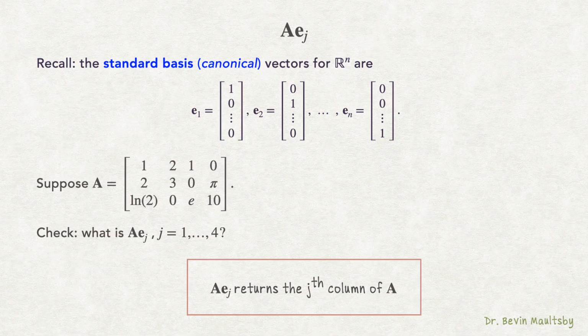So A times E1 produced the vector 1, 2, natural log of 2. That's a vector in R3. A times E2 produced 2, 3, 0. A times E3 produced the third column of A, so 1, 0, e. And lastly, A times E4 returned you the final column from A, 0, pi, and 10.